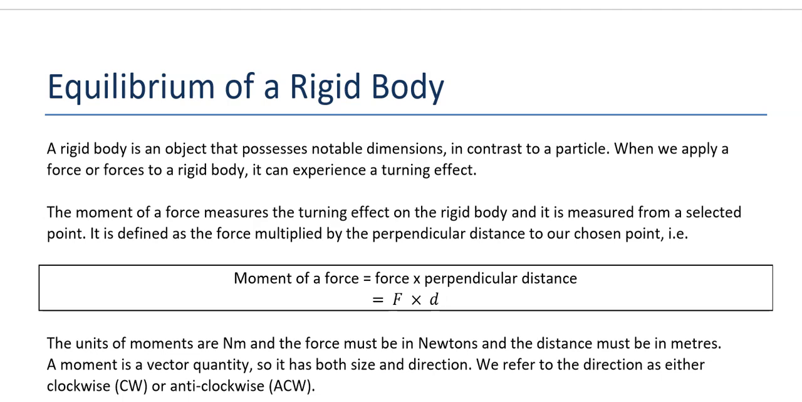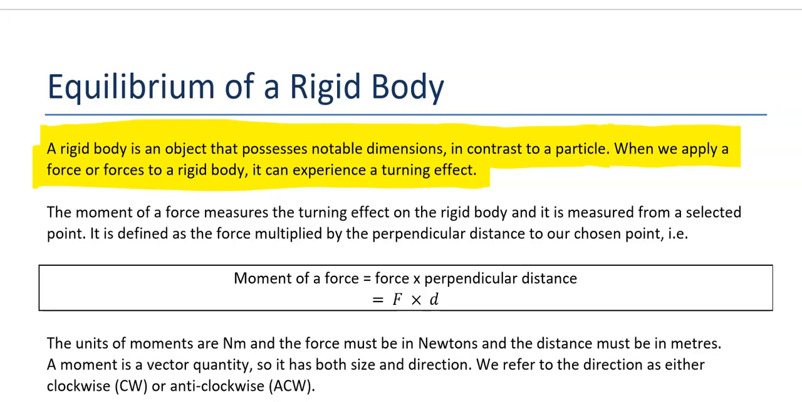We're going to be looking at this video about the equilibrium of a rigid body. Now, a rigid body is an object that possesses notable dimensions, in contrast to a particle. A particle basically had no size, it was just tiny little things, so it didn't matter where you touched it, it didn't have a turning effect. But when we apply a force or forces to a rigid body, it can experience a turning effect. And very importantly, where you apply the force makes a difference to the turning effect.